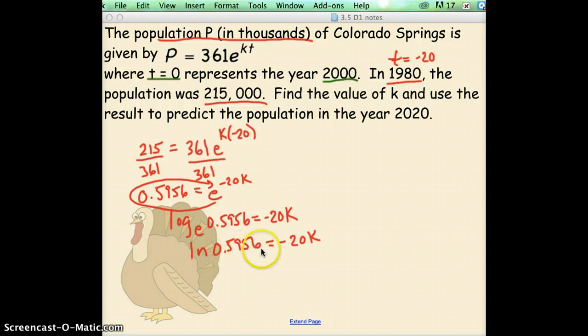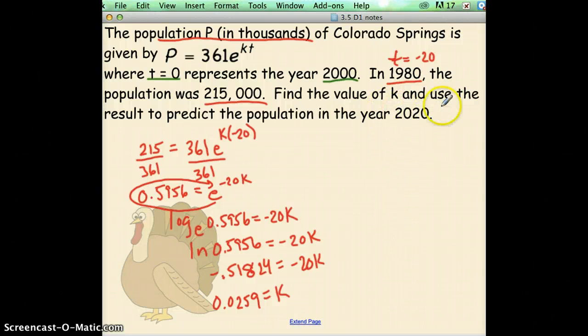So type in natural log of that decimal, and you get negative 0.51824 equals negative 20k. And to get k alone, we're going to divide by negative 20. So I'm getting 0.0259. Okay, now that's the value of k.